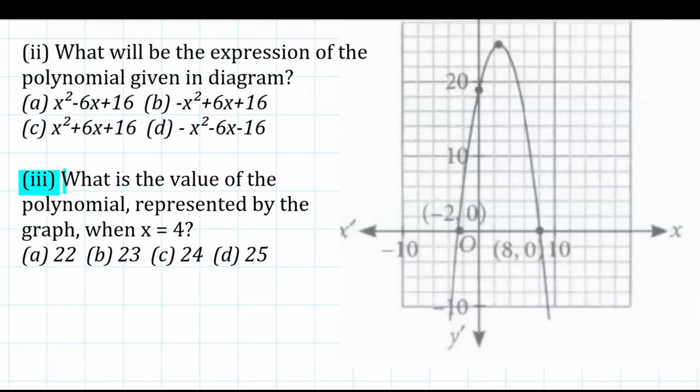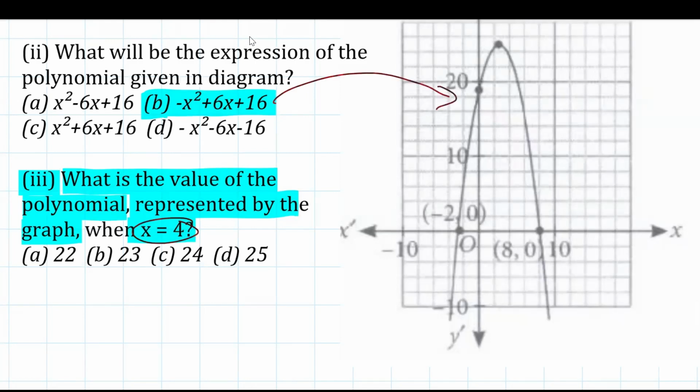Now in the third part, it says, what is the value of the polynomial represented by the graph when x is equal to 4, right? So we are not going to use the graph. At x is equal to 4, y can have some values. Now that's what we have to find out. For that, we are going to use the previous answer. So we got the polynomial. Well, this was the polynomial represented by this graph. So now we have to find at x is equal to 4, the value of this polynomial.